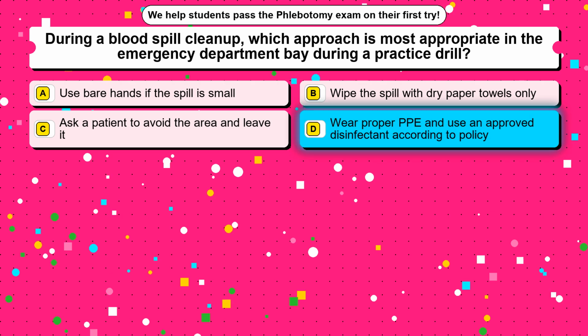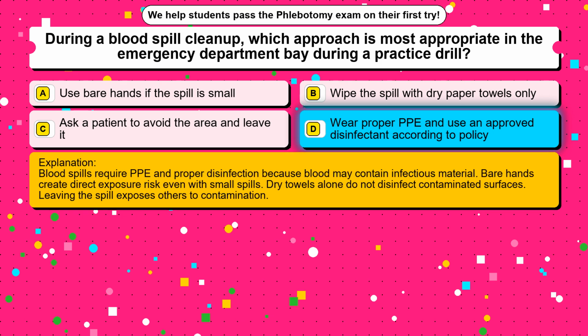The correct answer is option D. Wear proper PPE and use an approved disinfectant according to policy. Blood spills require PPE and proper disinfection because blood may contain infectious material. Bare hands create direct exposure risk even with small spills. Dry towels alone do not disinfect contaminated surfaces. Leaving the spill exposes others to contamination.